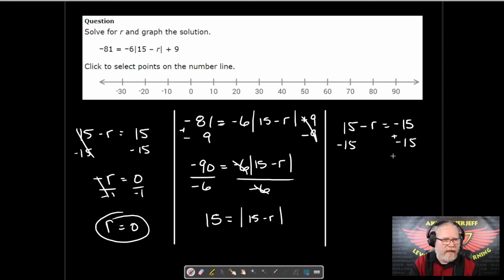Remember, that's like adding a negative, so those cancel each other. We bring down, remember this is a negative r, that's plus a negative r. So that's actually negative r when we bring it down. Don't forget the negative sign. And we're going to get -30.